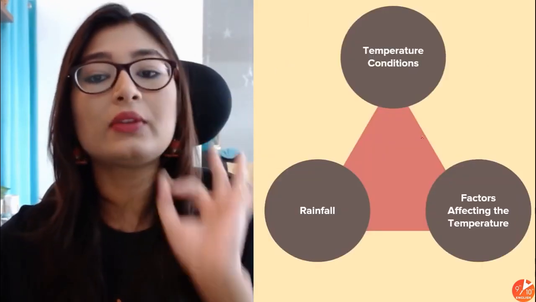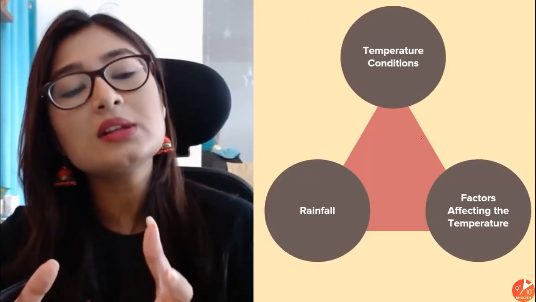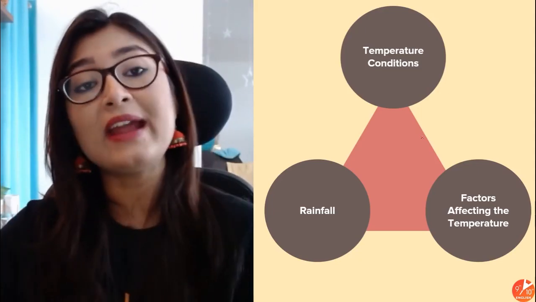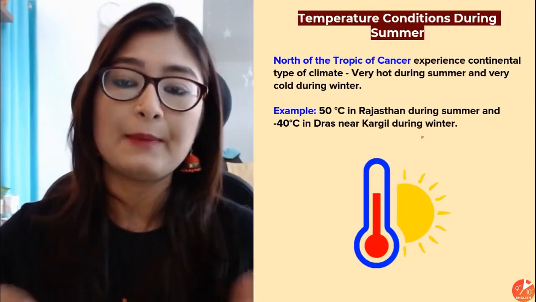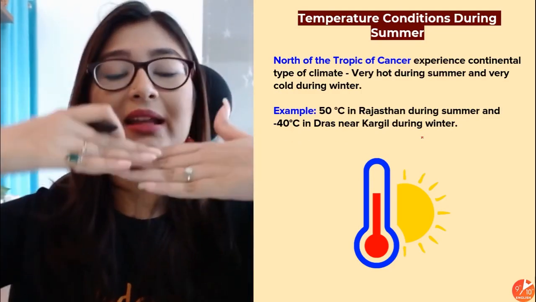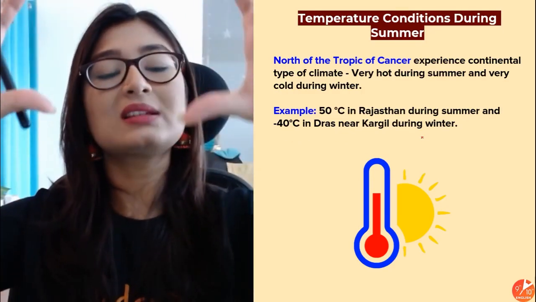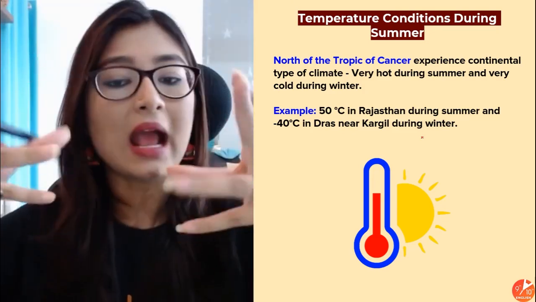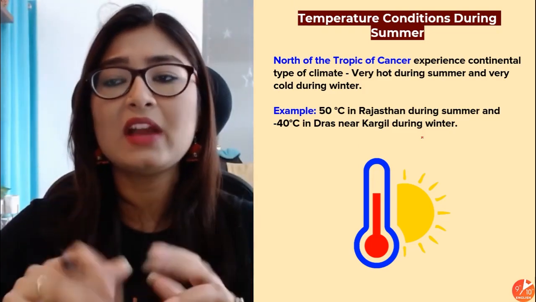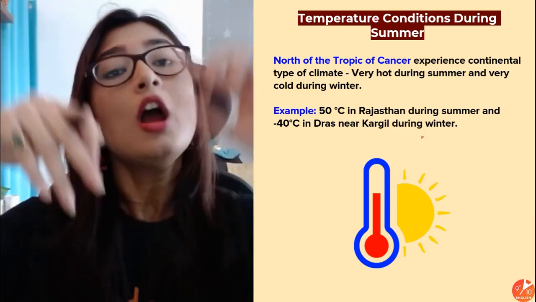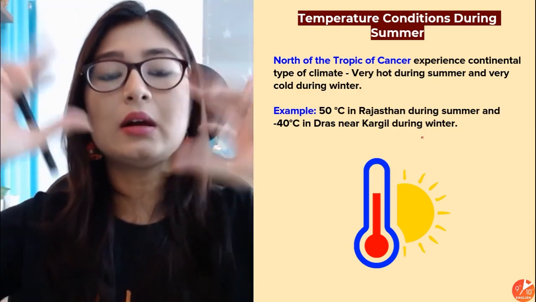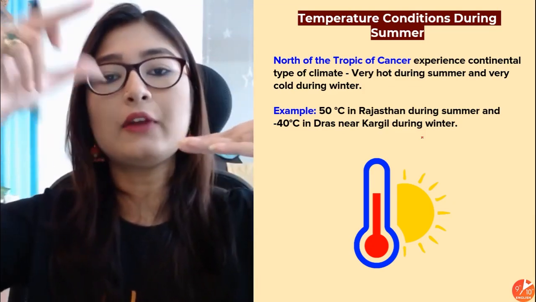Now it depends on three things: the temperature conditions, the rainfall, and of course a few more factors which affect the temperature, which we will understand. In the north, you remember the Tropic of Cancer is dividing the country in two parts, wherein the northern part is the temperate zone and the southern part is the tropical zone. The tropical zone is the area between the equator and the two tropics. In the northern hemisphere, it would be between the equator and the Tropic of Cancer.